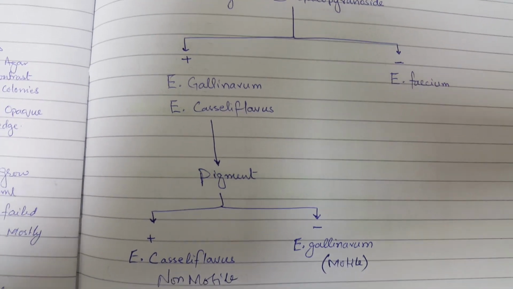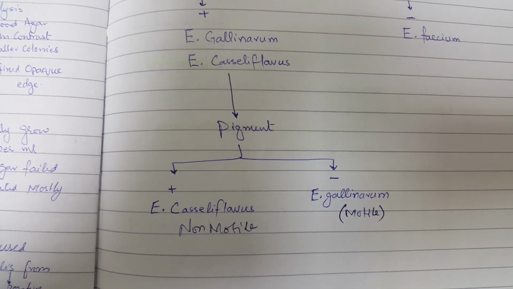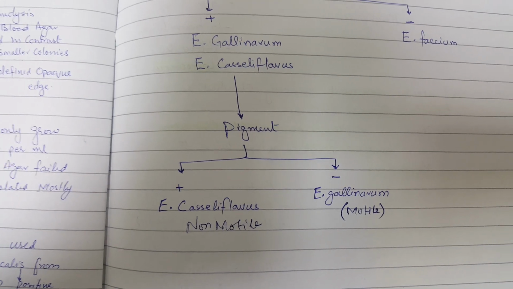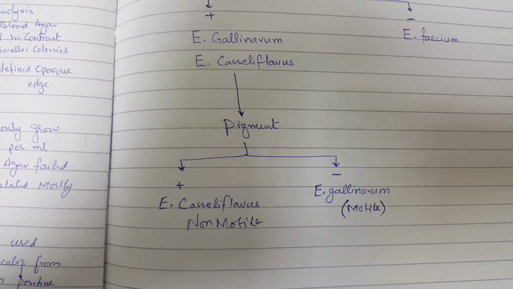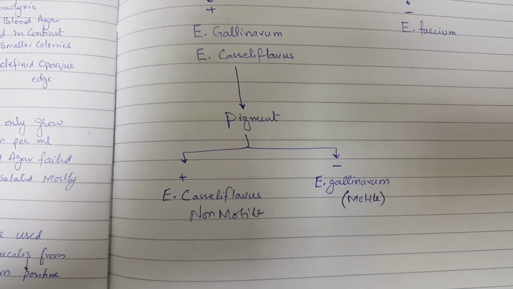While casseliflavus has the ability to produce the yellow pigment and is non-motile, the only species in the Enterococcus family that is motile and non-pigmented is Enterococcus gallinarum.